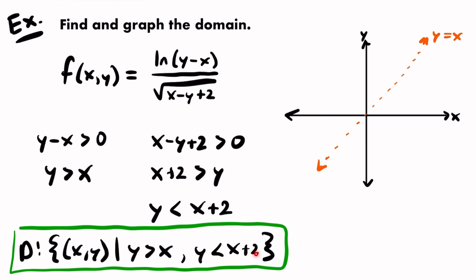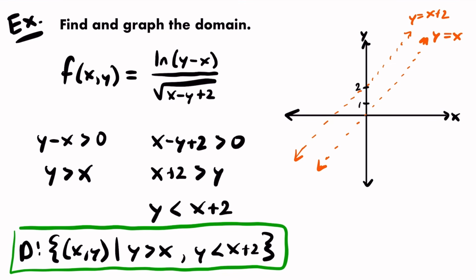Y is less than x plus 2. If you graph that line, y equals x plus 2, again, it will be a dotted line because we're not including x plus 2. We're just looking at y less than that value. That would also be a line like y equals x, but the y-intercept is at 2. So if this is y equals 1 and this is y equals 2, our line would look something like this. All right, that would be y equals x plus 2. And what this inequality is saying is y must be less than x plus 2. So that would be the region below this line.